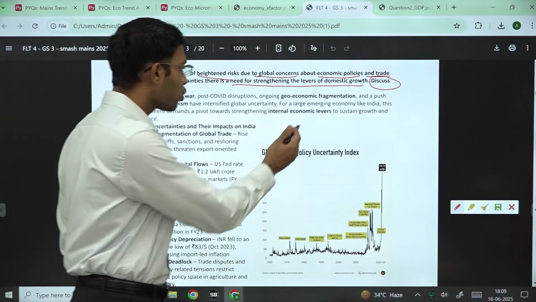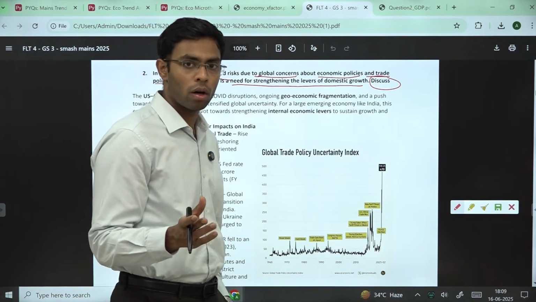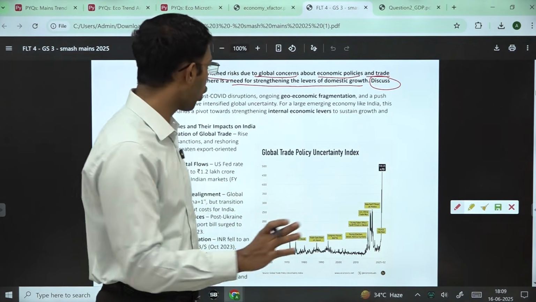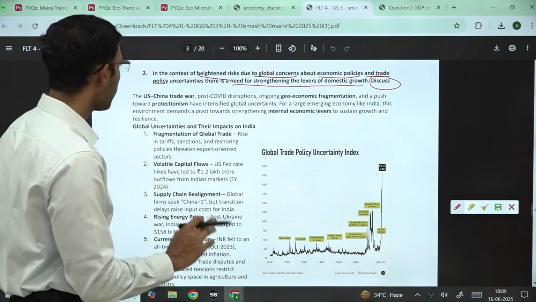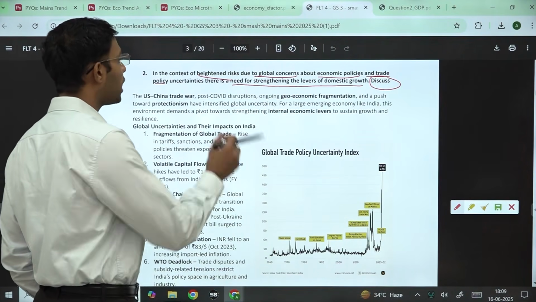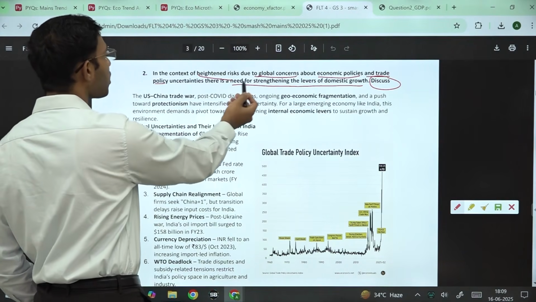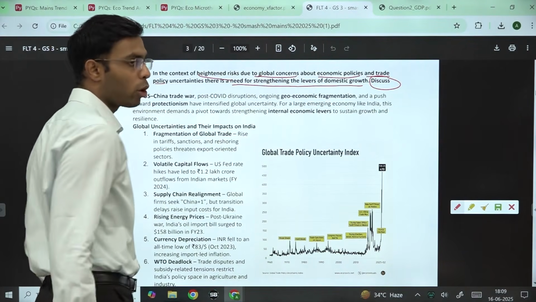That is the context for you to understand and predict the demand of the question. This is a discuss question, so it is very broad. You can't go very wrong here with the demand of the question. It is basically a holistic coverage of the question being asked. In discuss, we give a context of the statement they have given us. The context is heightened risk due to global concerns about economic and trade policies.